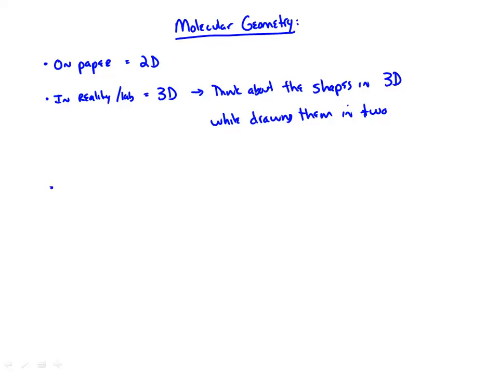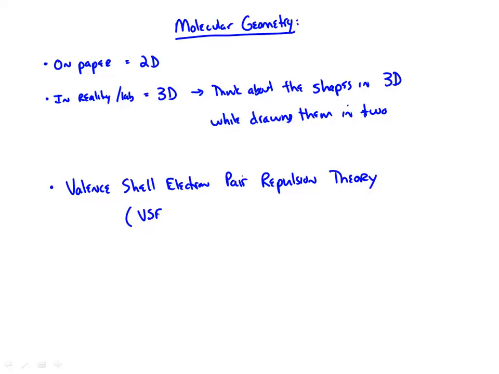The theory that describes the geometry is called valence shell electron pair repulsion theory. I love it just because it's a mouthful. Valence shell electron pair repulsion. I guarantee you, if your mom and dad ask you what you did today, and you say, well, we learned about valence shell electron pair repulsion theory, they will be like, whoa. Because, to me, it always sounds impressive. If we abbreviate it, it's VSEPR, since we'll probably never write valence shell electron pair repulsion theory again.